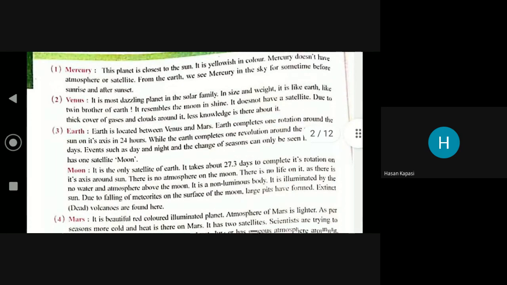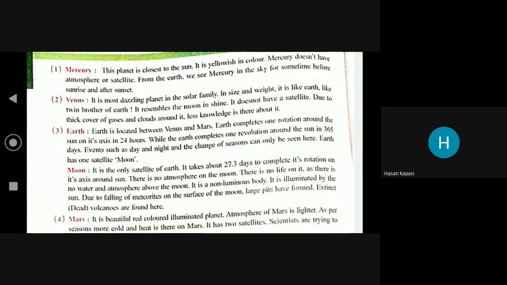Okay. Now if we see about Earth, we all know very well that it has one satellite of its own, and that satellite is known as the Moon. The Earth is located between Venus and Mars.